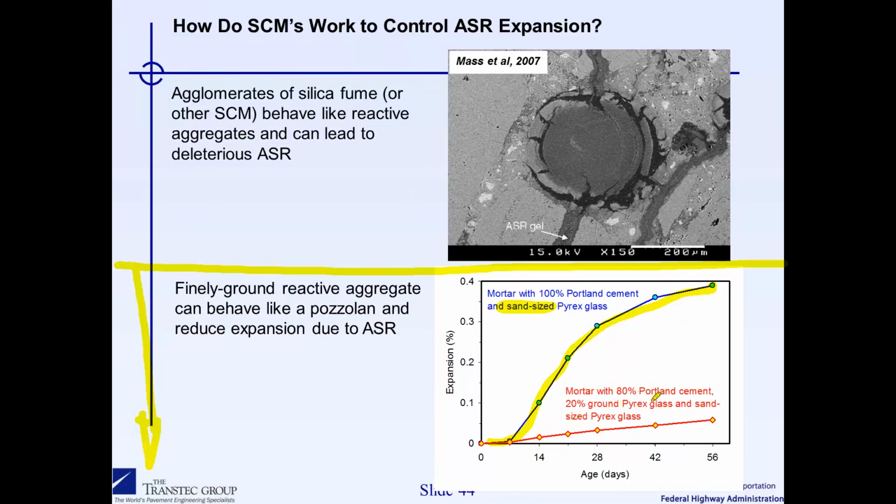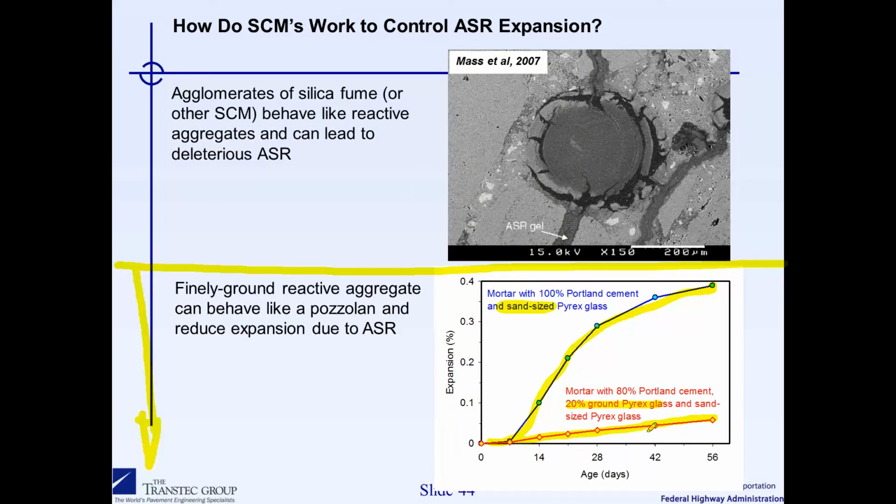The red line shows essentially the same mix. It has the same Pyrex glass as a sand. But we've taken a little bit more of that Pyrex glass and we've now crushed it to cement fineness. We've crushed it to pass a 75 micron sieve, so it's the same fineness as cement. And we've substituted some of the Portland cement for the Pyrex glass. Basically, we're using the Pyrex glass as a pozzolan, because that's essentially what a pozzolan is: a finely ground reactive silica.